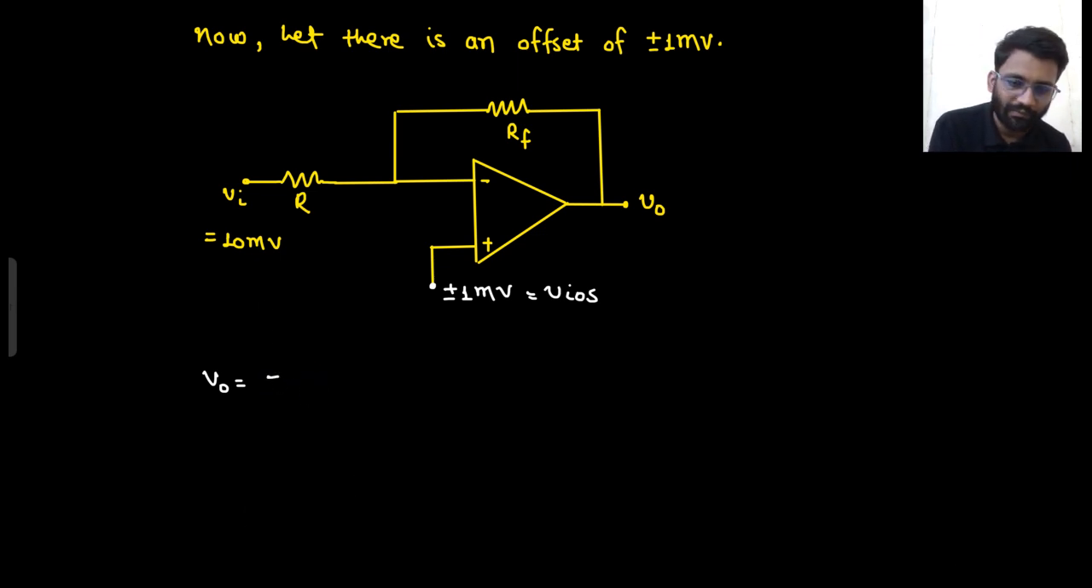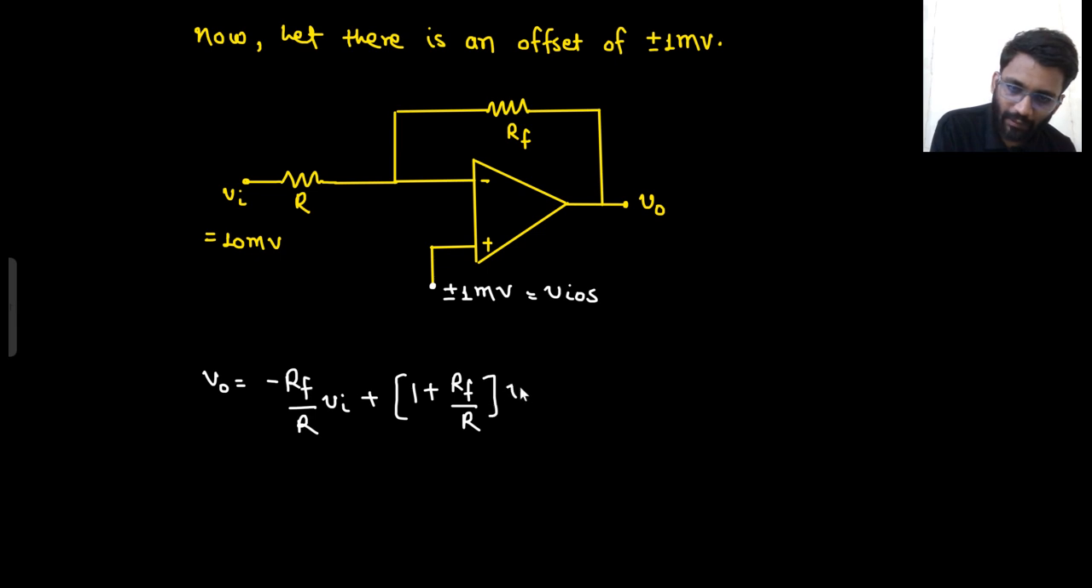So it is minus RF by R into V in plus 1 plus RF by R into VIOS, right? Do you understand? You understood it? First I consider only V in, then I will get minus RF by R into V in. Then I consider only VIOS, so 1 plus RF by R into VIOS.